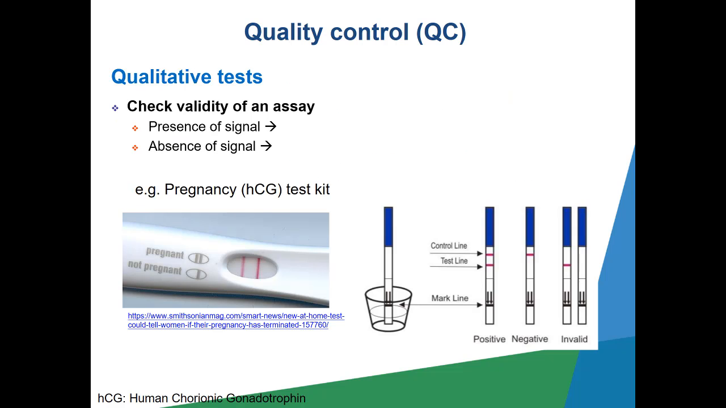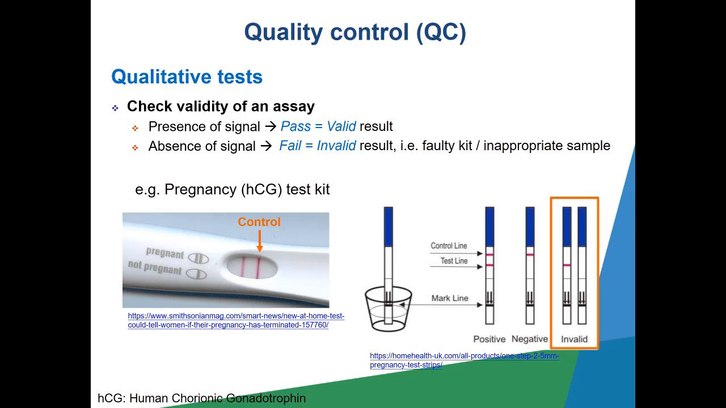Consider the validity of qualitative tests, for example, pregnancy test kits. Reading the instructions, you may see that there should be a control line. If there is the presence of a signal, meaning the control passes, it gives a valid result. If there is absence of a signal, that means the QC failed. It is an invalid result. It can be due to faulty kits or inappropriate sample.